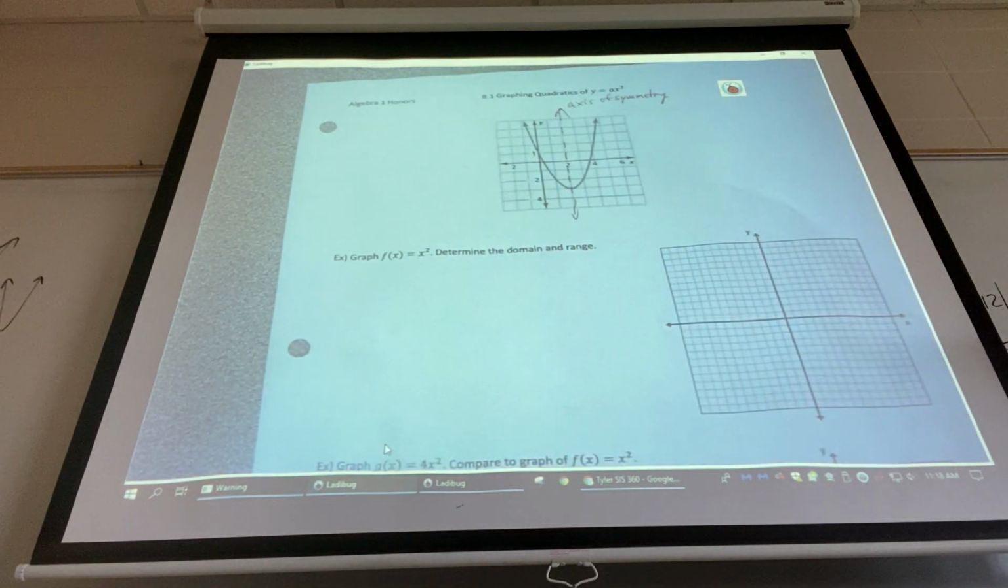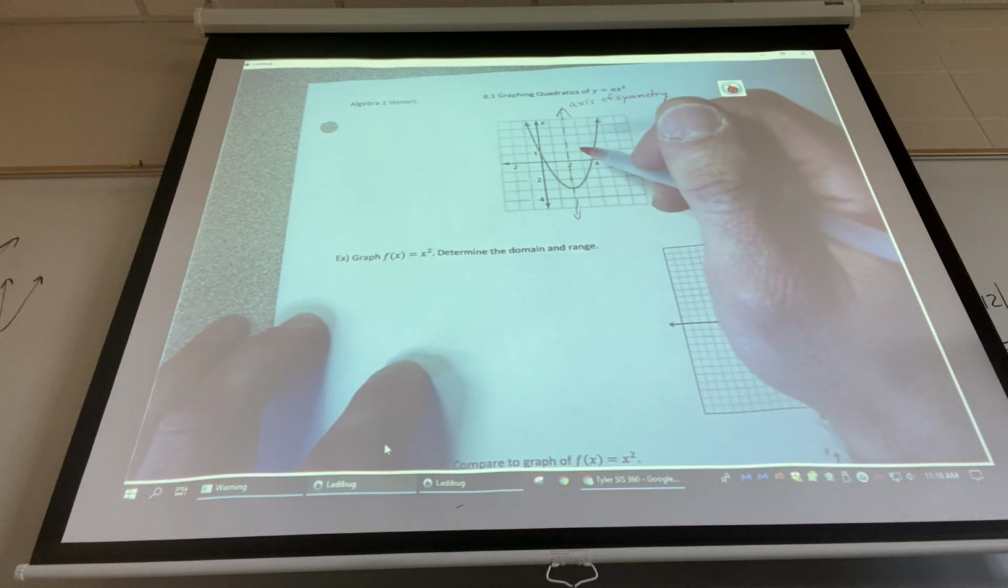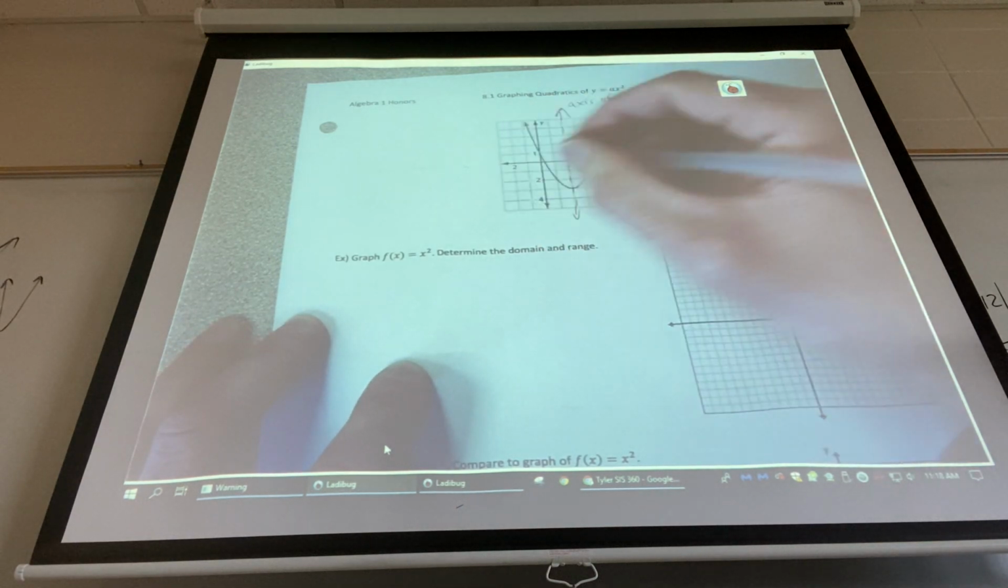So it's your axis of symmetry, or you can call it your line of symmetry. It's what Wayne was saying. You can reflect it onto itself, and it'll match up.